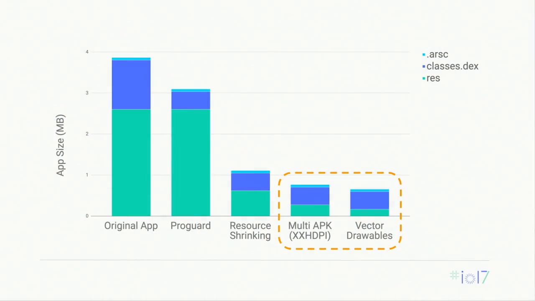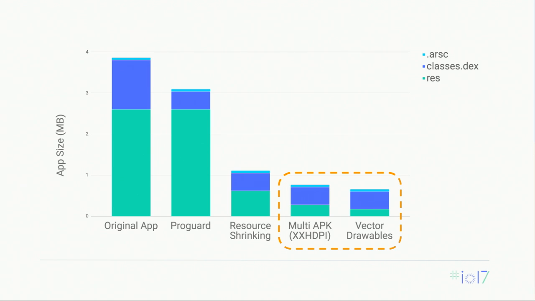Now let's look at the savings. After substituting most of the PNGs with vector assets, which this app is very good at because it's all flat images with relatively low complexity, we see that Vector Drawables is a little bit better than multi-APK. That kind of makes sense, right? Because we're carrying just a single asset in the application.